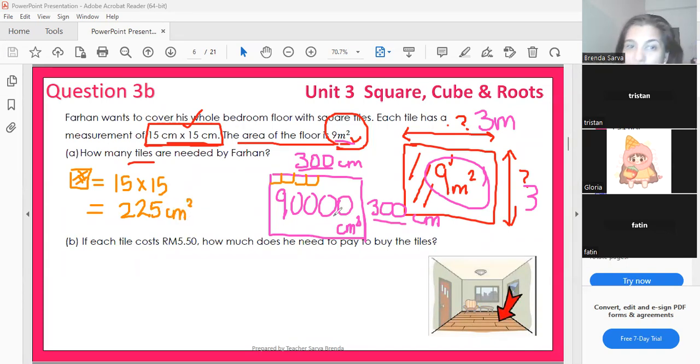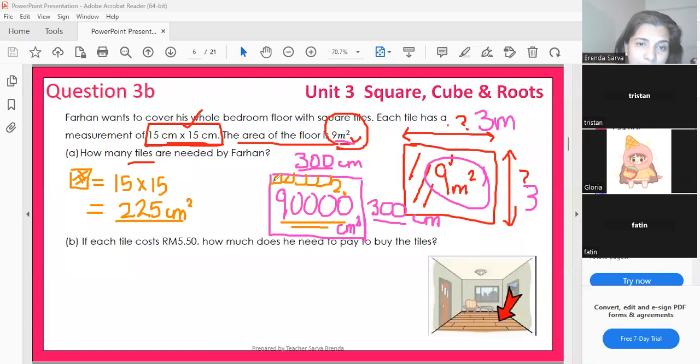So now common sense. We use common sense. Your room is 90,000 centimeters squared. Your one tile is 225 centimeters squared. Can you see this little tile here? 225, 225. So how many tiles can go inside this 90,000? What do you do? What operation do we do? Come on, think. That's right, 90,000 divided by 225.